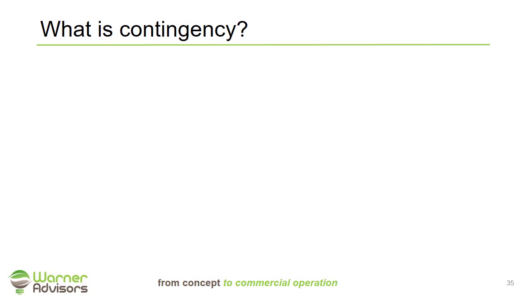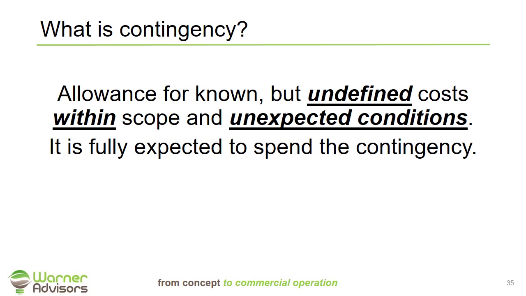This is a good point to discuss what contingency is and what it's not. Contingency is an allowance that's added to the budget for known but undefined costs that are within the scope of the project and some allowance for unexpected conditions that are likely to arise. It is fully expected that you're going to spend the contingency within the scope of the project, and that's important. As we look at the level of engineering that's done for FEL3, we noted it's enough engineering to get quantity estimates, but it's not the complete engineering. As you complete the engineering, there are going to be identified smaller but significant costs that will add up and come in under the contingency.